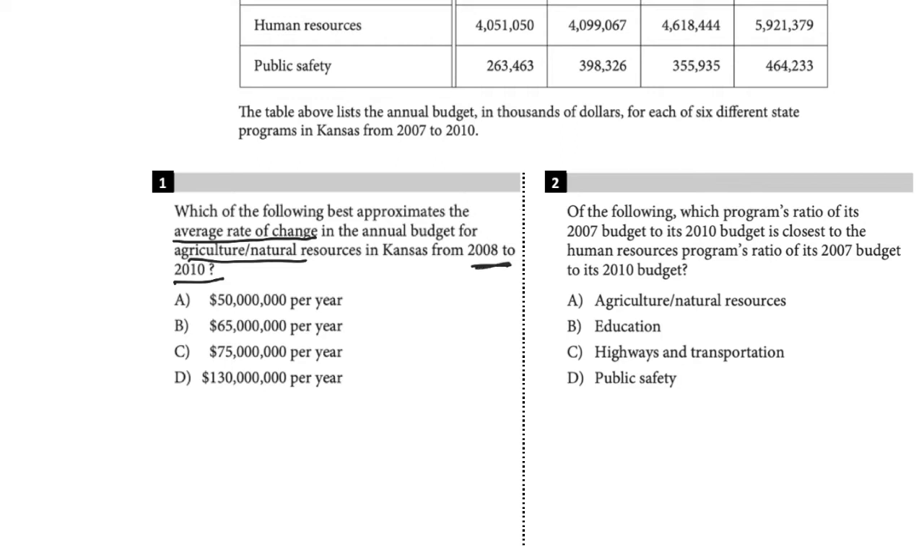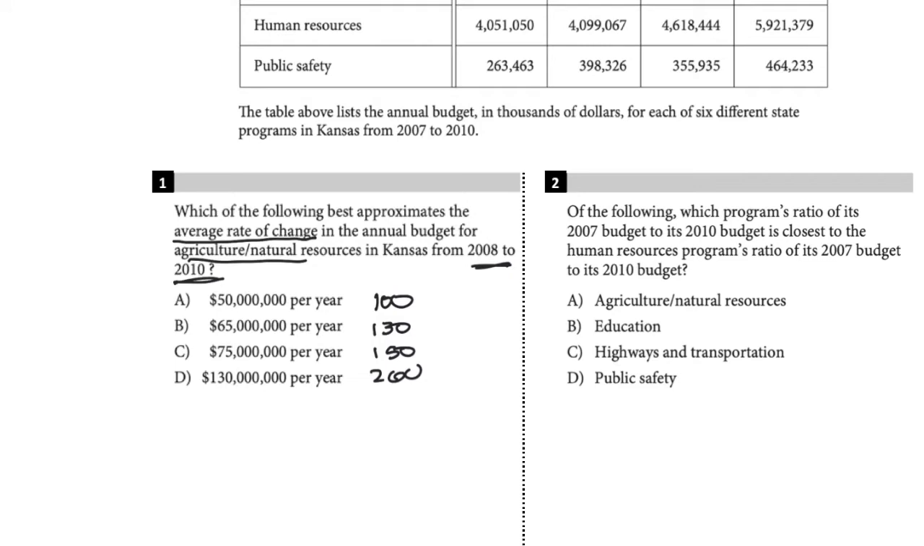Well, 2008 to 2010 is 2 years. So the first thing I'm going to do is take all these and multiply them by 2 to figure out how much it would be for 2 years, not per year. So this would be 100 million. This would be 130 million. This would be 150 million. And this would be 260 million. And again, I'm not bothering to write out all the zeros.